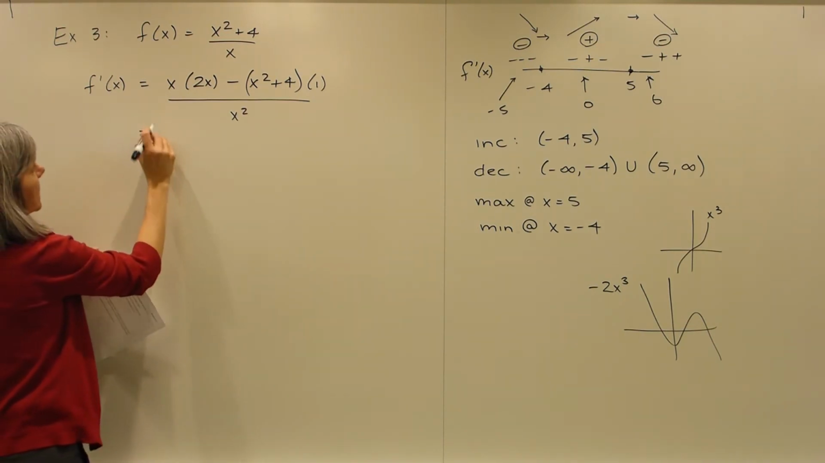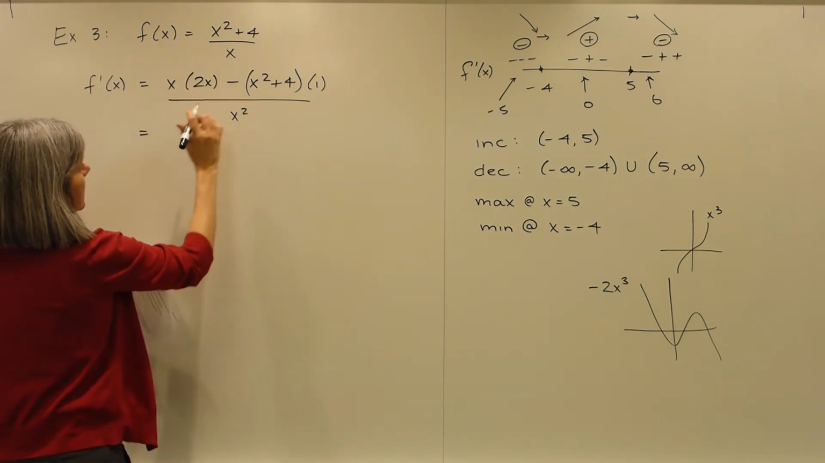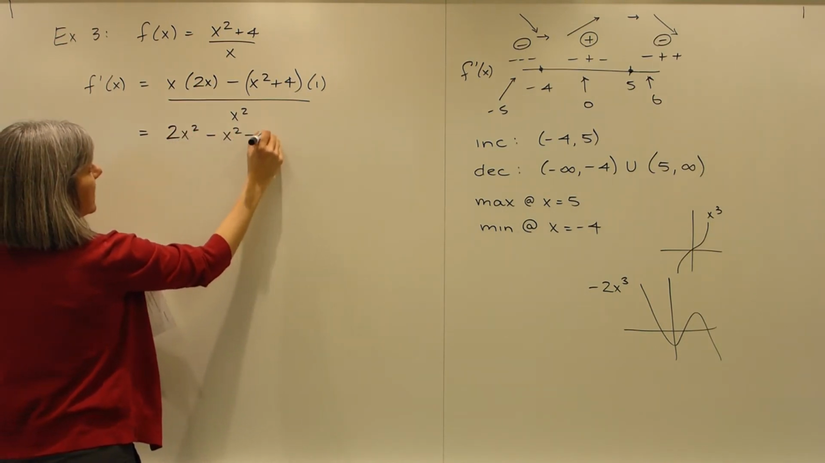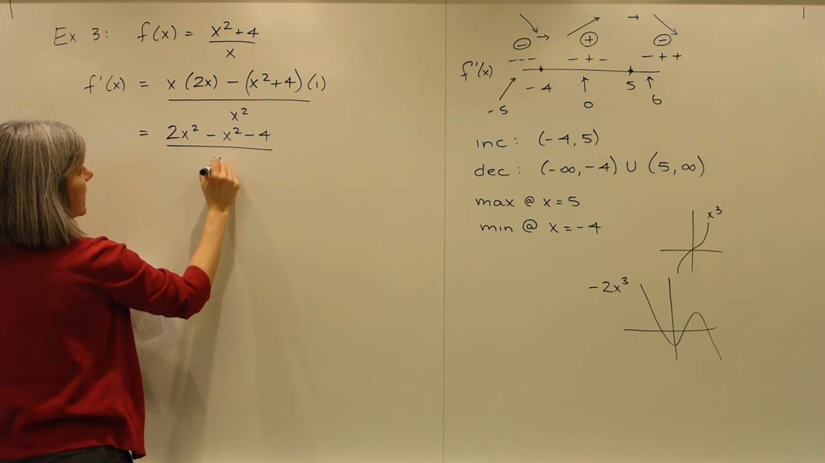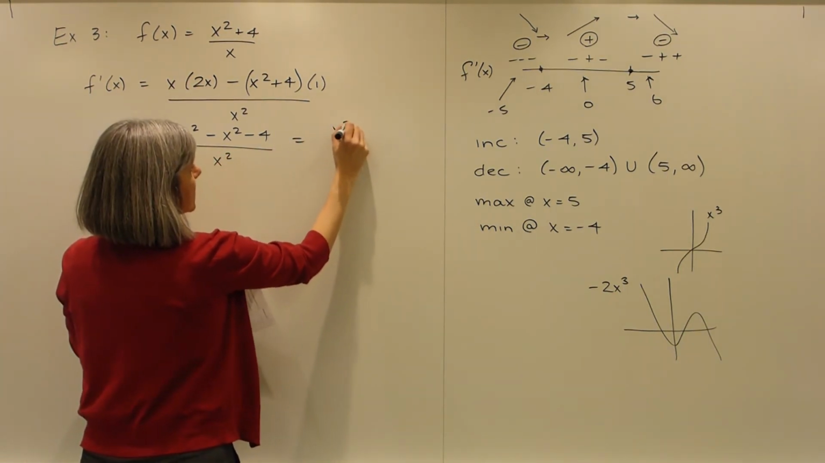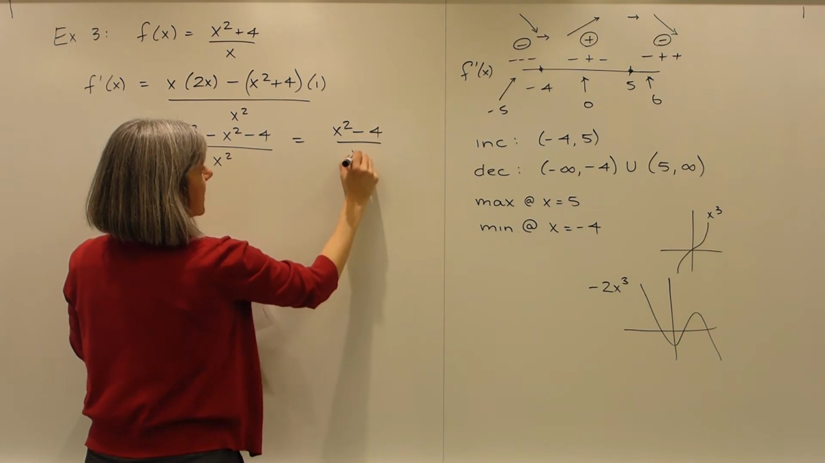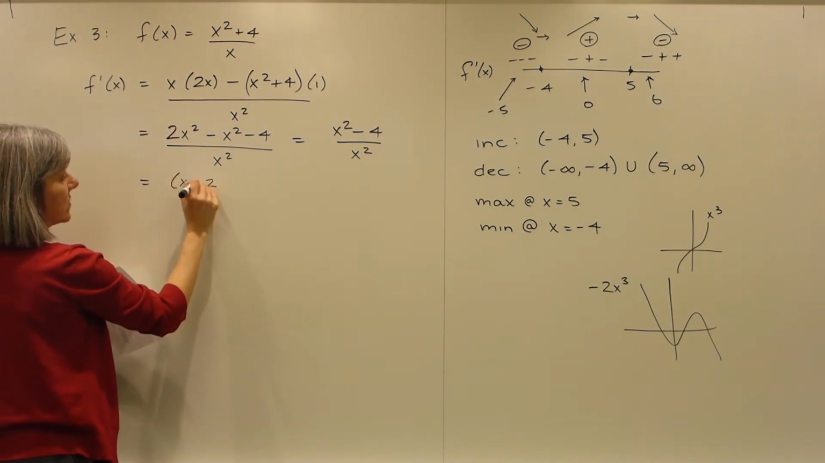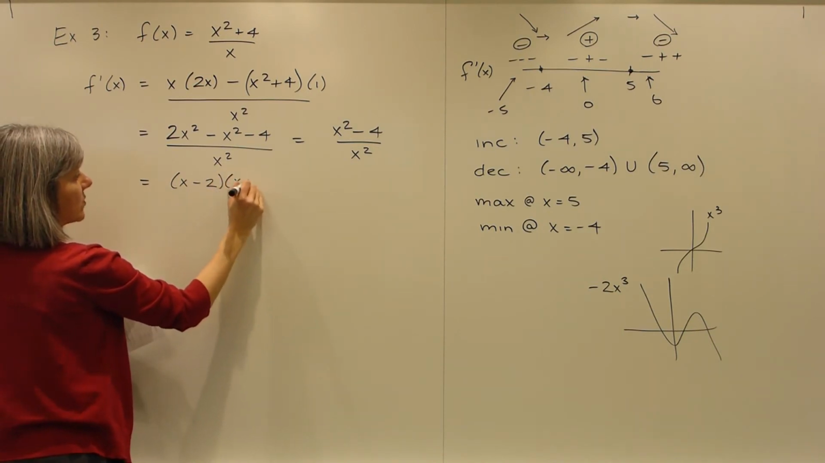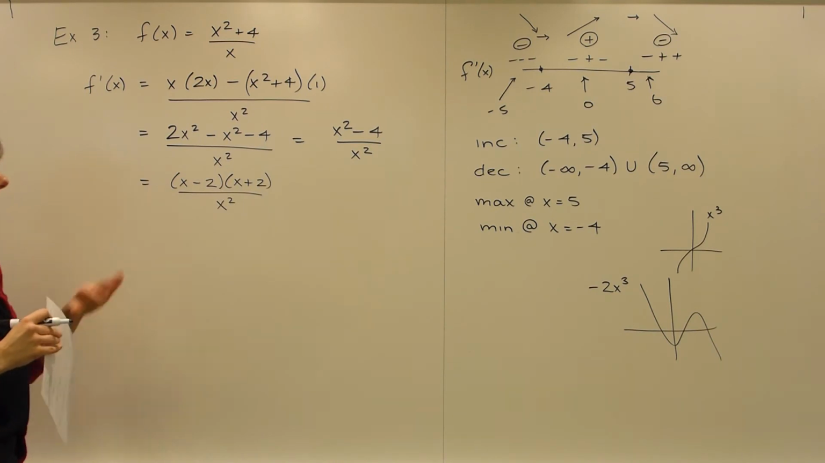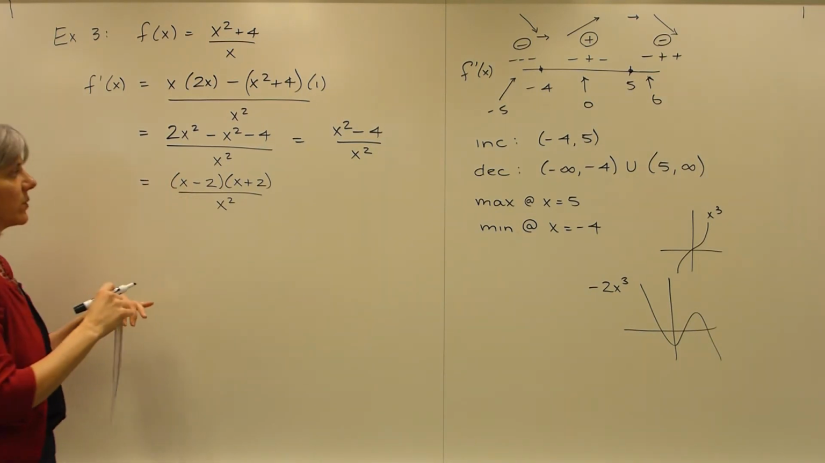All right, so let's clean up. I'll get 2x squared here. I'll write it out: 2x squared minus x squared minus 4, all over x squared. Or, let me write it over here, x squared minus 4 over x squared. So finally, x minus 2, x plus 2, all over x squared. You are going to need to factor top and bottom, so just go ahead and be ready for that.